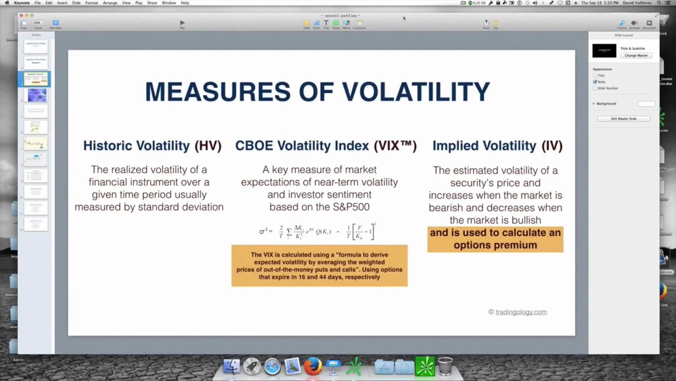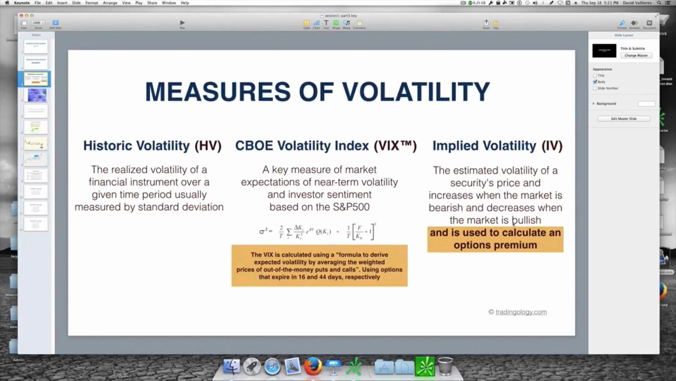The CBOE Volatility Index is a key measure of the market's expectations of near-term volatility and investor sentiment based on the S&P 500. Now, what's interesting about the CBOE Volatility Index, or the VIX, is the formula used to calculate it, and we're going to come back to that in a second. Let's talk about implied volatility. Implied volatility is the estimated volatility of a security's price, and it increases when the market is bearish, and it decreases when the market is bullish.